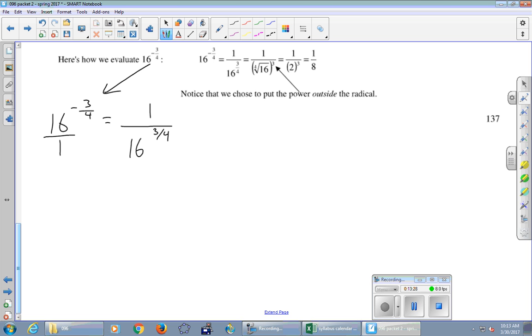Okay, so equals 1 over. And now I've got 16 to the 3/4. That's a positive fraction exponent. That means there's a radical. Go ahead and put the radical.